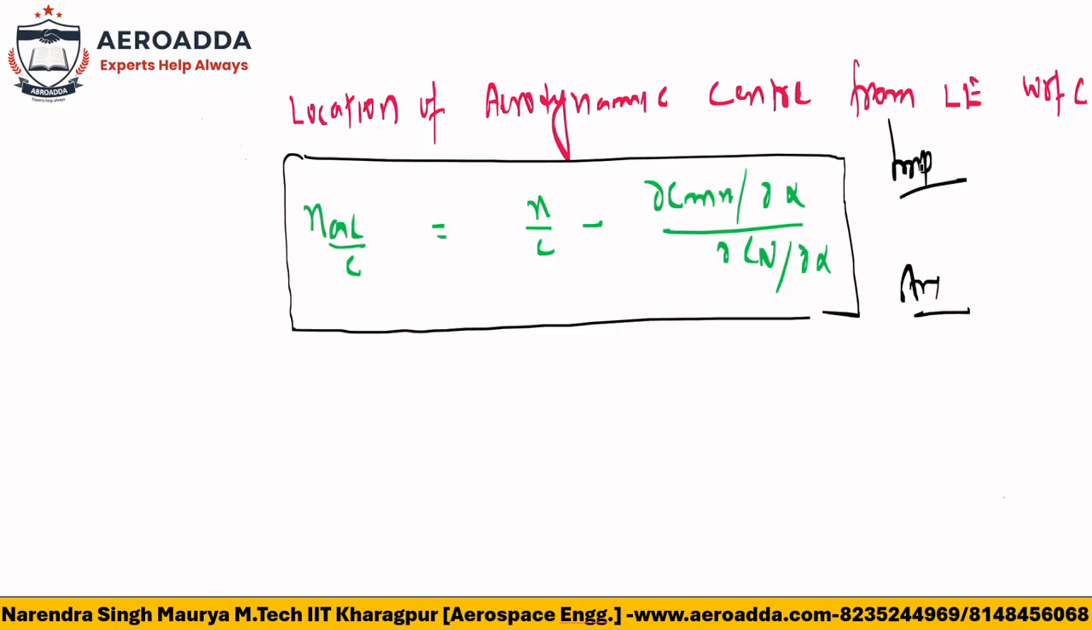This is very important. It's the location, or position, of the aerodynamic center, correct? What is the takeaway point? Note for your GATE, note number 1. What is note number 1? You just see aerodynamic center x ac by c. That is the position of the aerodynamic center, x ac by c.